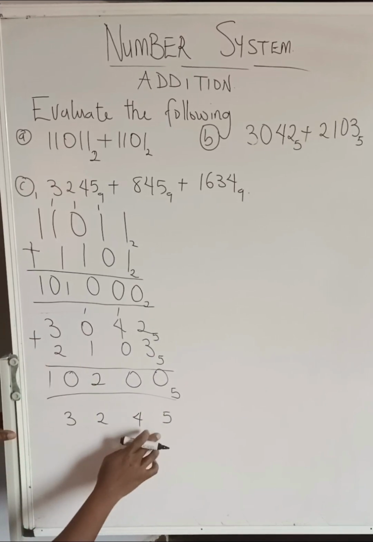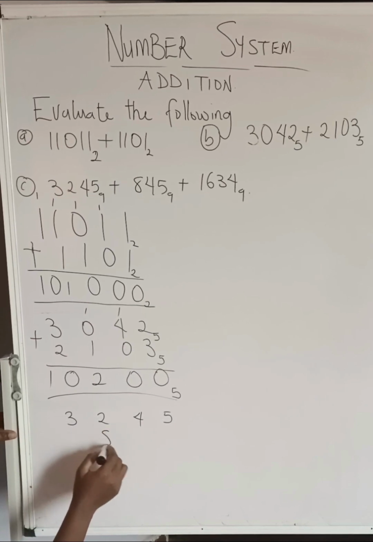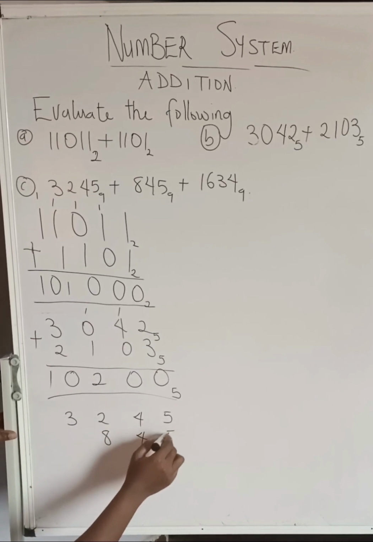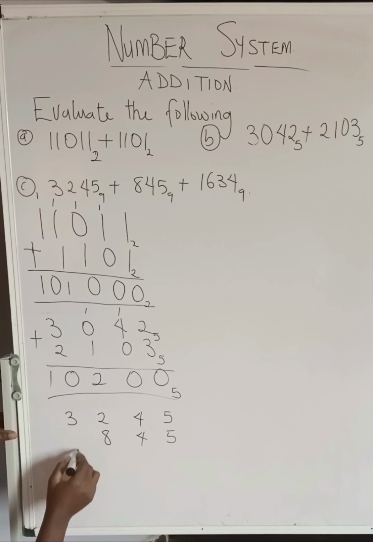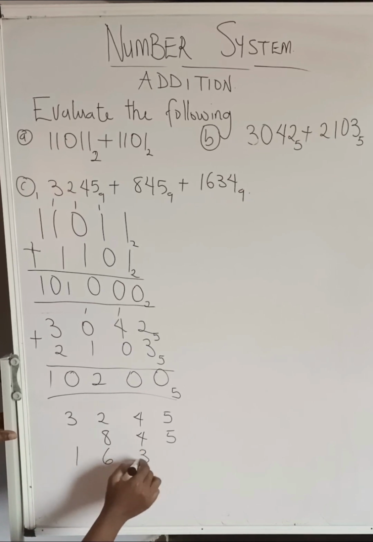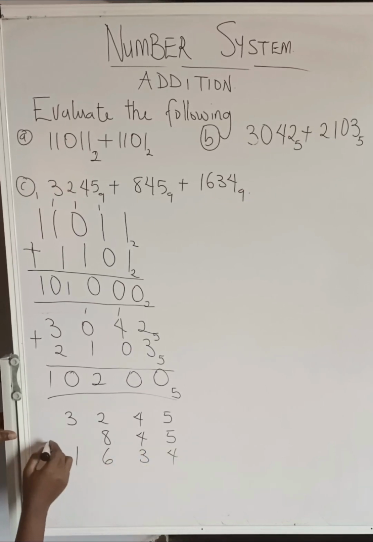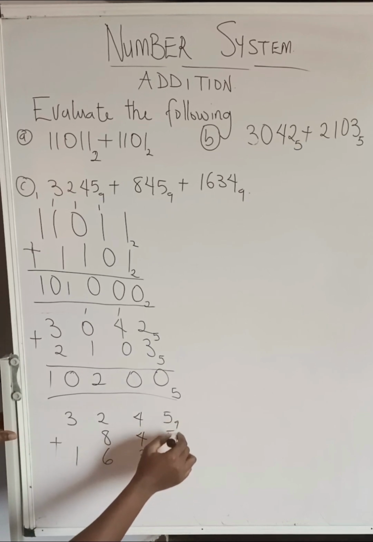Okay, our third question is 3245 plus 845 plus 1634. You see, this is a 4-digit number and that was a 3 digits. Remember, they are all in base 9.